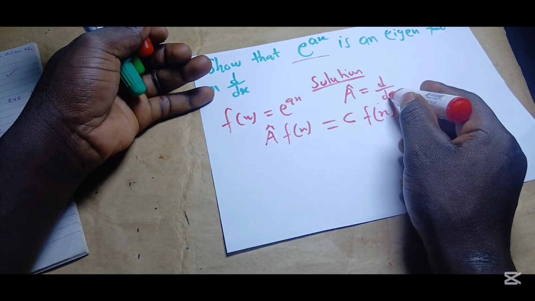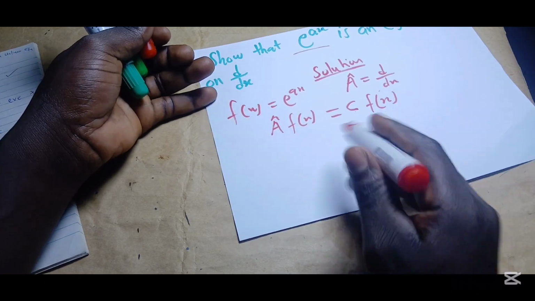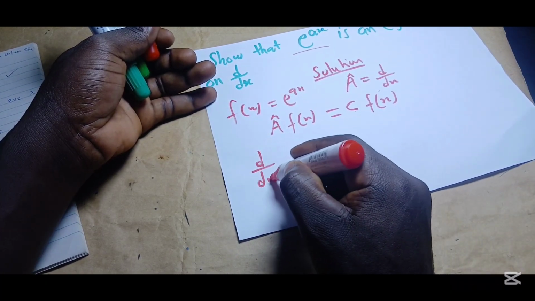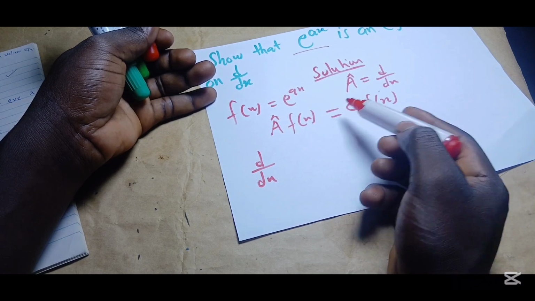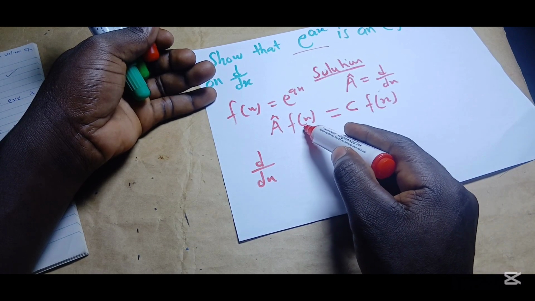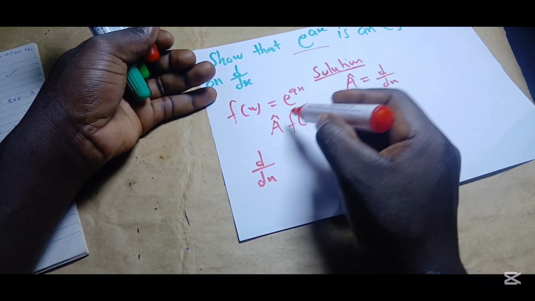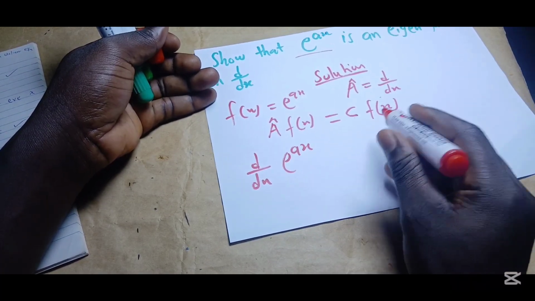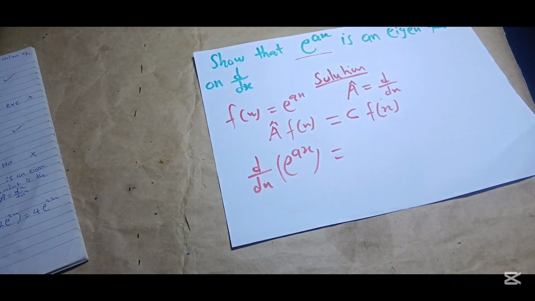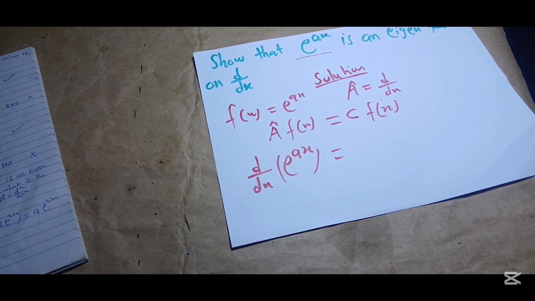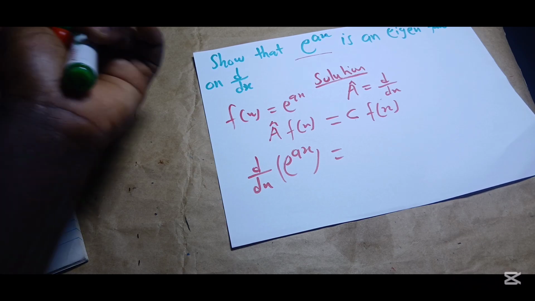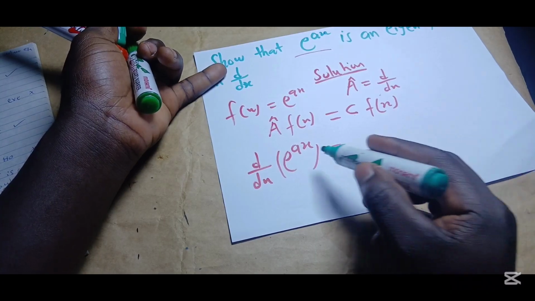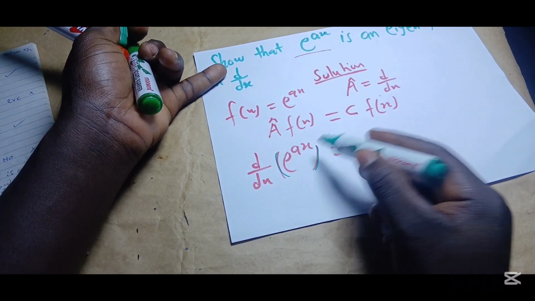So what is our operator? d dx. And what is f of x here? The function that the operator is acting on, e to the power ax. Basically, this operator is telling us that we should find the first derivative of the function with respect to x.